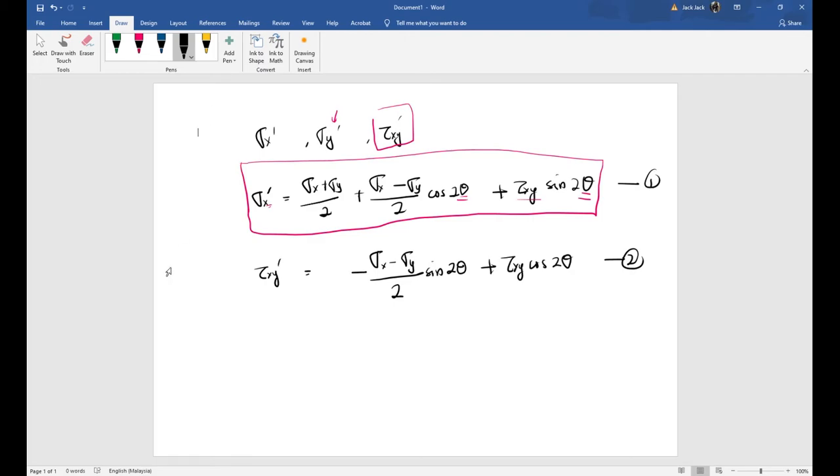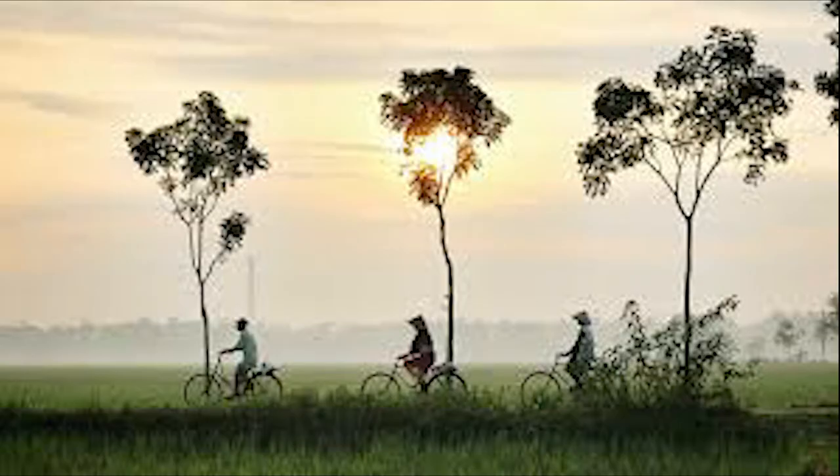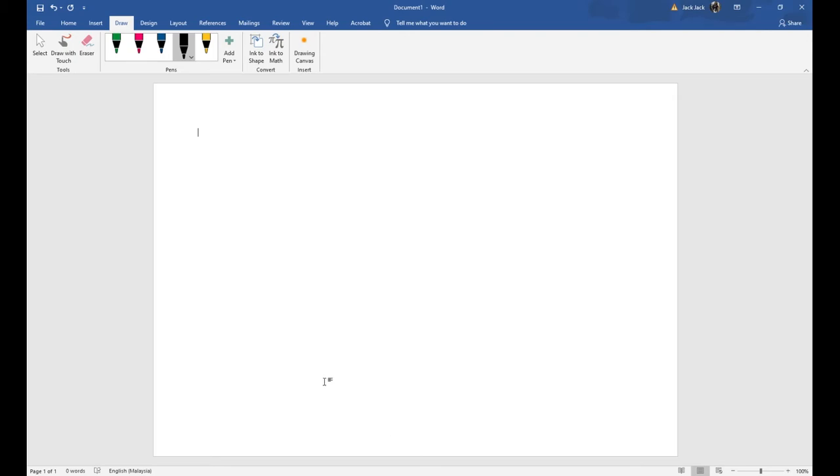After this, I'm going to show you an example on how to determine the new value of sigma x prime or sigma y prime, and also the shear stress tau xy prime, due to the rotation of the axis. So how can we determine the new value of the normal stresses and the shear stress due to the transformation of the xy axis? Let's say you are given an element.